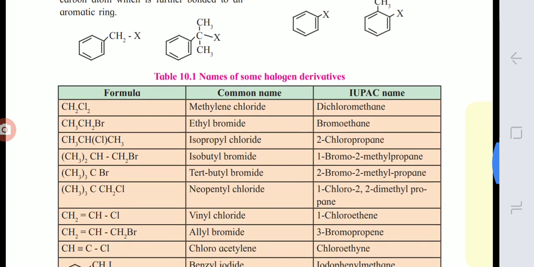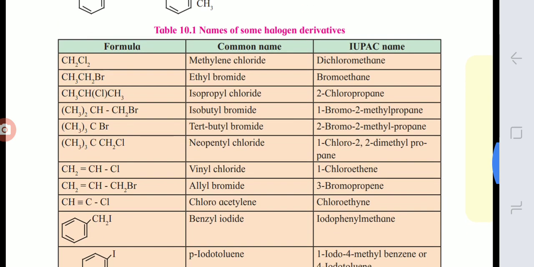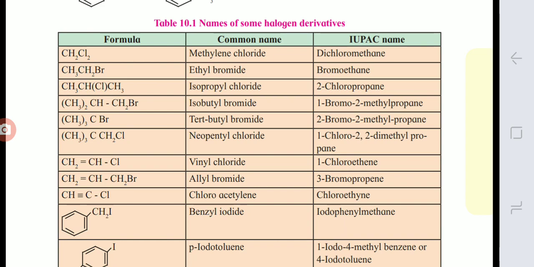Now let us see names of some halogen derivatives. The first compound, CH2Cl2, has 2 halogens, so it is a dihalide, and it is not an alkyl group, CH3 is not present, it is CH2, so it is called methylene. And there are 2 halogens, so the word di is used. So there is a printing mistake in your common name; it is not methylene chloride, but the correct name is methylene dichloride, because there are 2 halogens. So the name is methylene dichloride.